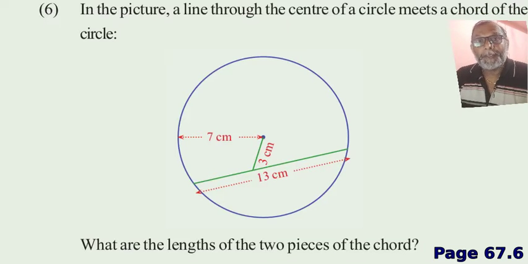In page number 67, sixth question. In the picture, a line through the center of a circle meets a chord of the circle. What are the lengths of the two pieces of the chord? We have to find the length of the two pieces of the chord. Almost reverse question. Okay.